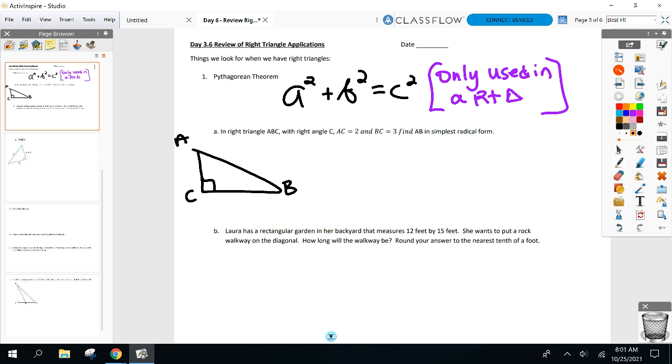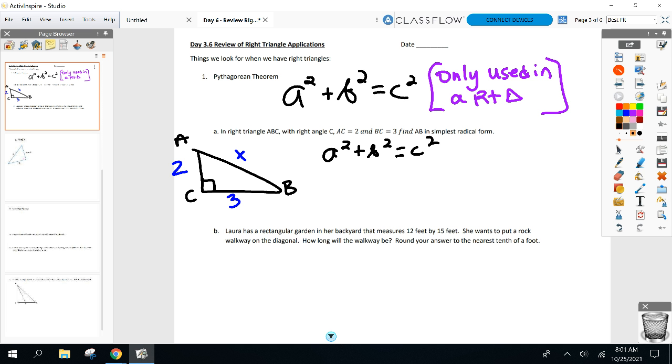And then on AC, we should have 2, and on BC, we should have 3. And we're solving for AB. Okay, so here we go. Pythagorean Theorem: if you know two sides and are trying to find the third, a squared plus b squared equals c squared. I'll do this one for you before I start calling on people.